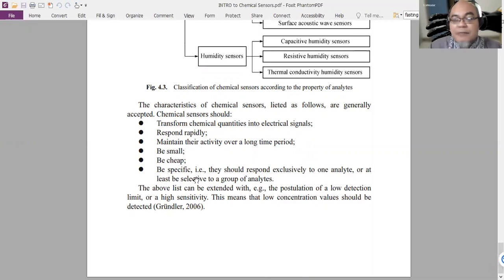And then something we also have in physical based sensors, but which is more relevant and more significant in chemical based sensors: specificity and selectivity. They should respond exclusively to one analyte, or at least be selective to a group of analytes. Although this has changed in recent days with the increasing development of the electronic tongue and electronic nose, you do not really need a specific sensor towards one analyte. What you can have is an array of recognition elements that can recognize the pattern of different analytes, and then you use artificial intelligence or a machine learning algorithm to recognize the pattern.